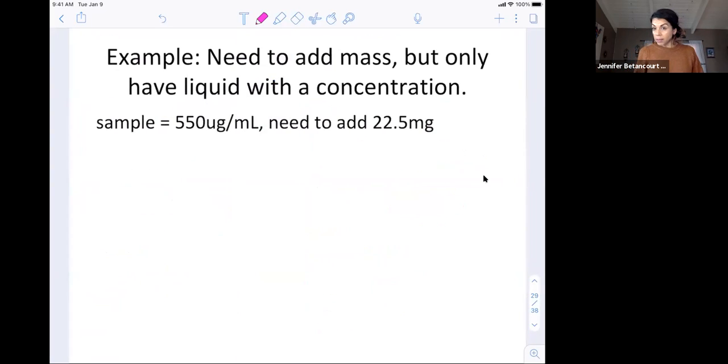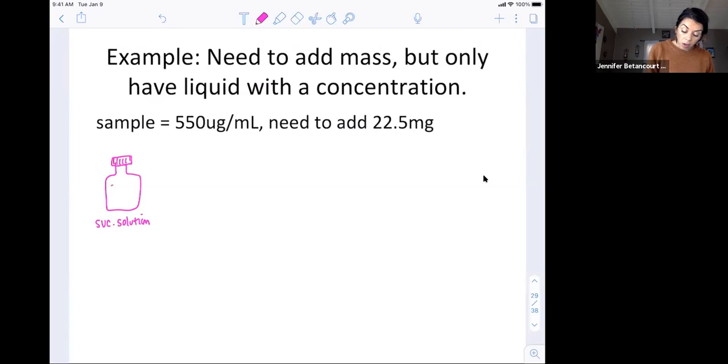And then the next one is you have a liquid solution, but the protocol is asking you to add a specific mass, okay? So let's say you had a big fat bottle of liquid sucrose, so sugar water. And this is the sucrose solution.